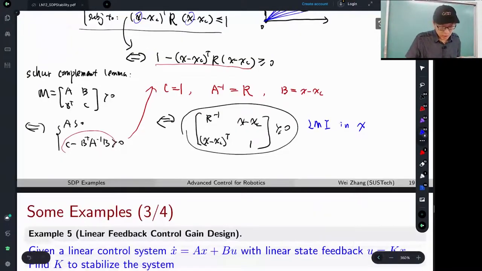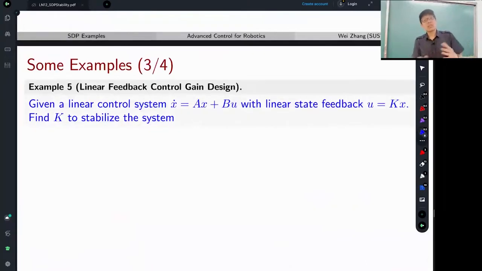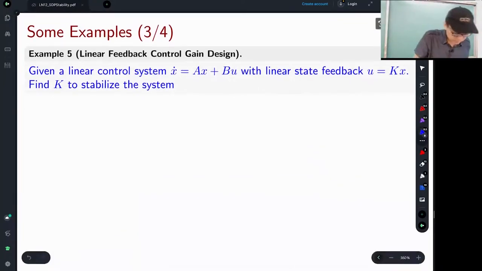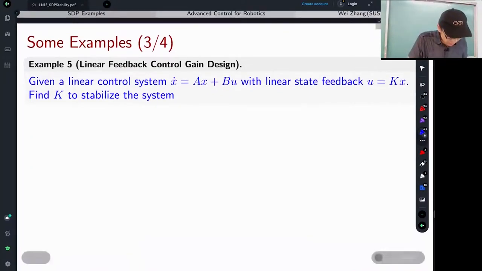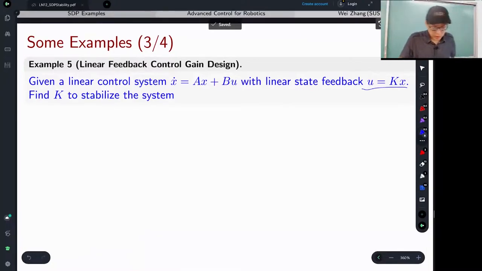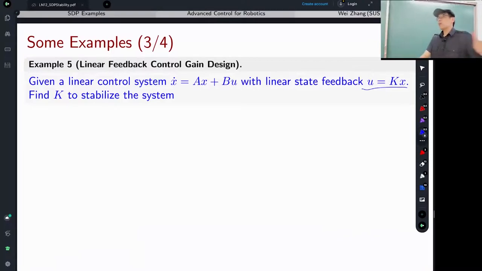Now we move to the main kind of problem that we are looking for, which is how to do stability analysis and control design. Let's look at this one. Given a linear control system with a linear feedback control law, which is U equal to KX, typically we have a negative KX, but anyway, let's stick with this K. The question I'm asking you is, can you find a K to stabilize the system? Of course, if you take modern control theory, you can design this K in different ways. You can do pole placement, you can do LQR, right? But today let's use Lyapunov functions and LMIs to find it.